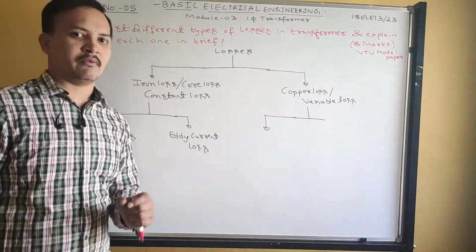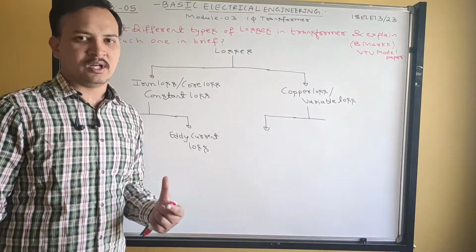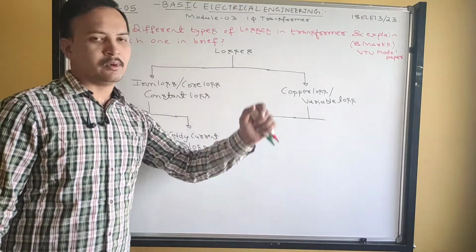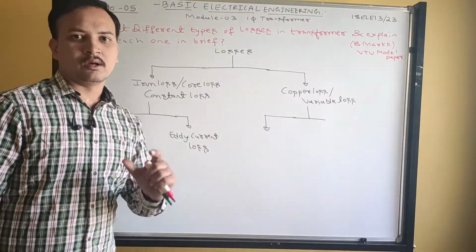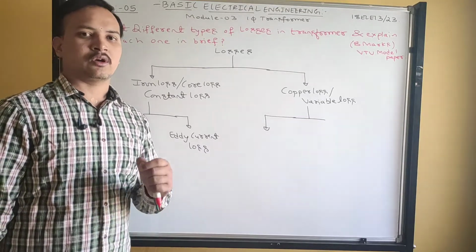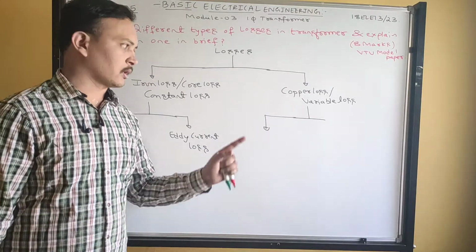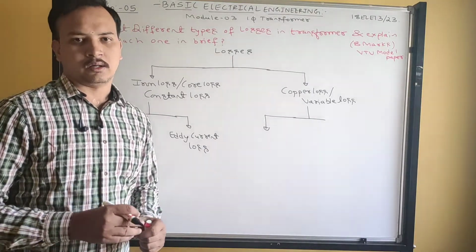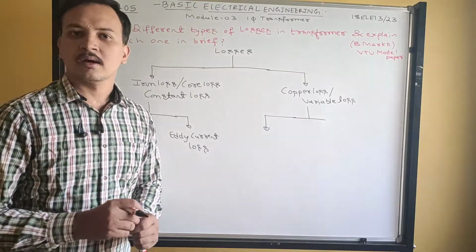In a transformer we are using copper as the conducting material. We can also use aluminium, and under that condition it becomes aluminium loss. However, we use copper most in all applications. In all types of transformer we use copper as a suitable conducting material for winding the conductors around the core, because it is highly malleable and ductile.